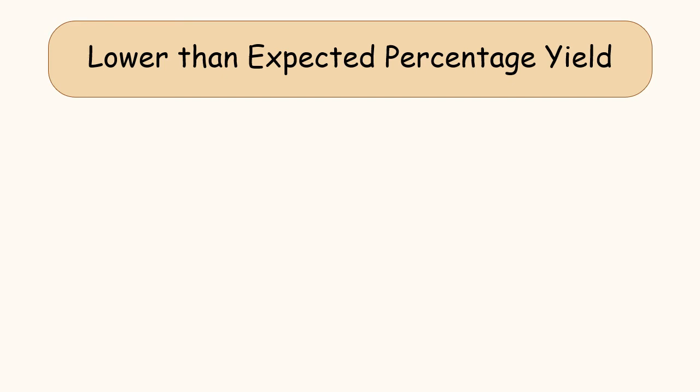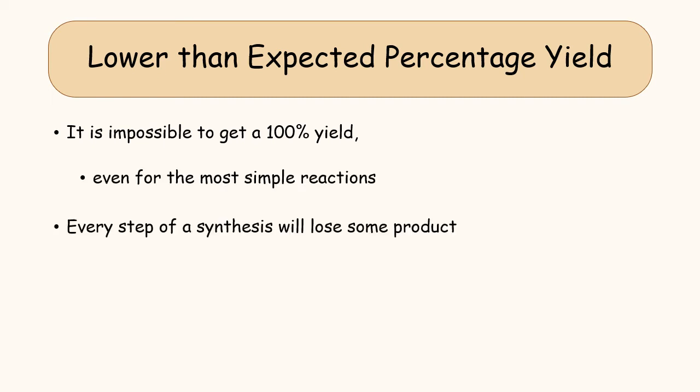Another thing would be, why would you have a lower than expected percentage yield? And again, what I'm going to stress to everyone is that it is impossible to get a 100% yield. It is impossible to get a 100% yield, even for the most simple reactions. Every single step you do causes some product to be lost. The more steps that are involved, the lower and lower your yield will become.